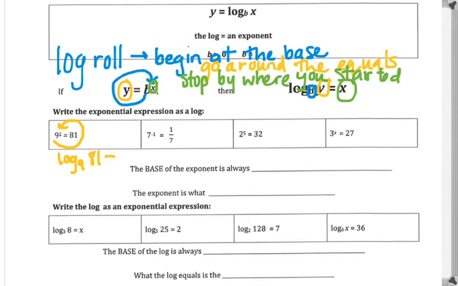And the last thing I got to goes on the other side of the equals. The exponent is what logs are equal to. So log base 9 of 81 equals 2.